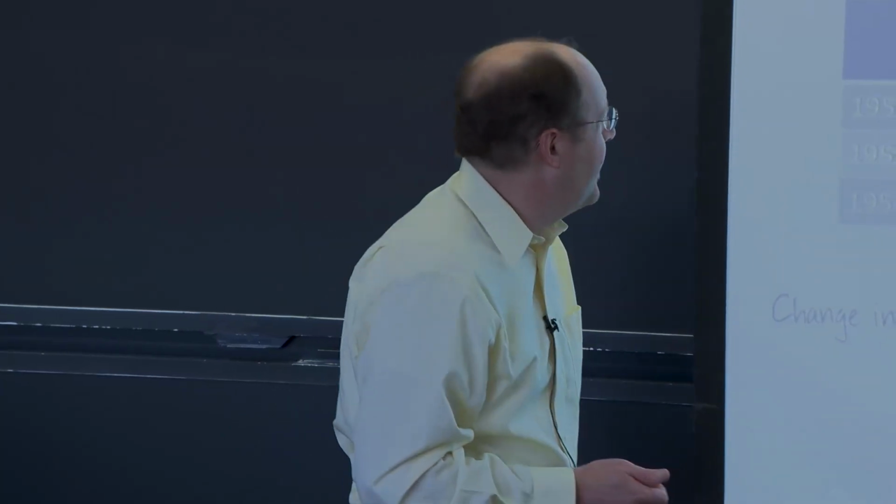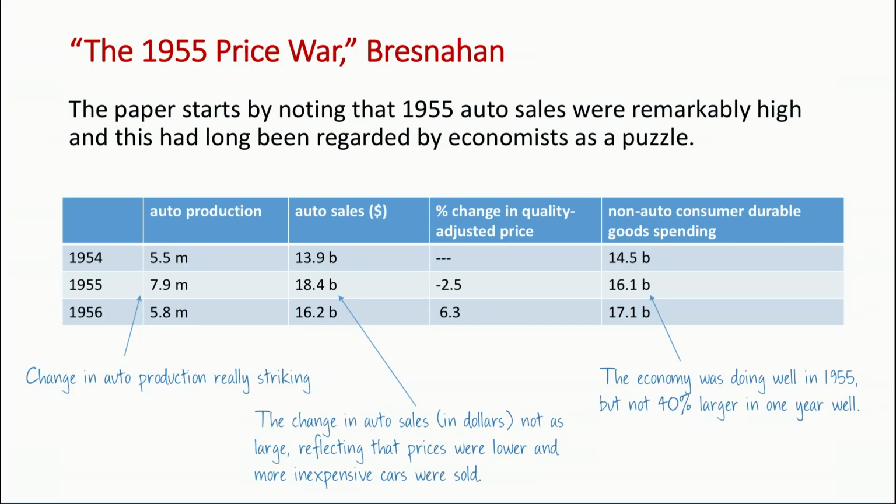But first, on the applied topic, he starts with a simple table of car sales by year in the United States, and you get this striking finding. In 1954, U.S. automakers produced 5.5 million cars. In 1955, they produced 7.9 million cars. In 1956, they produced 5.8 million cars. Cars are a big part of the economy, and cars produced going up by 40% in 1 year is a really striking fact.